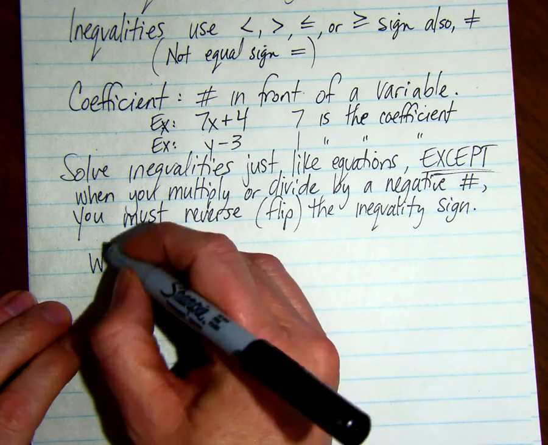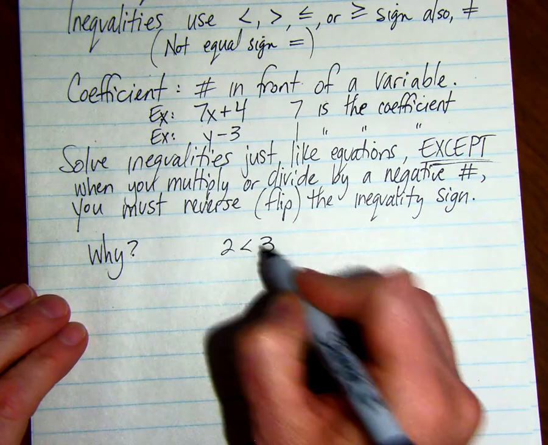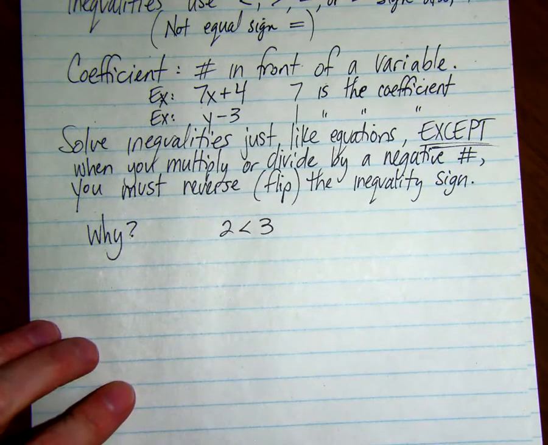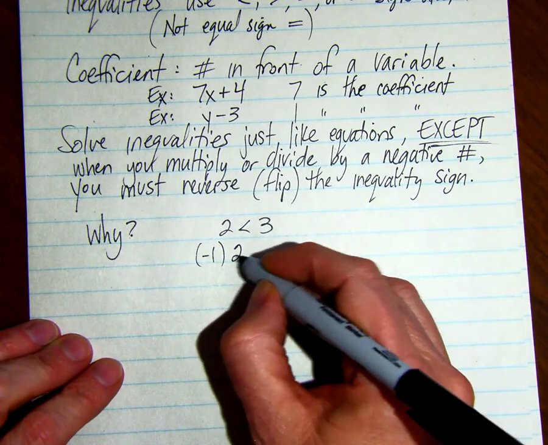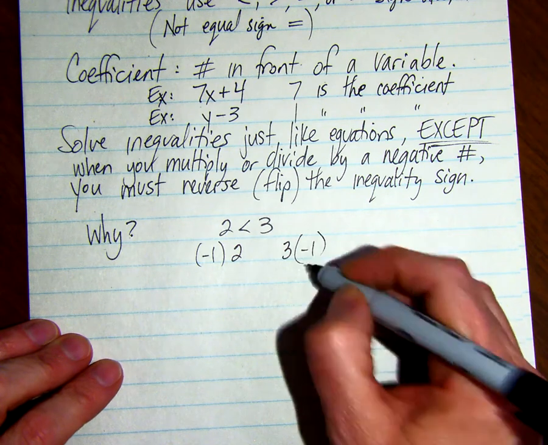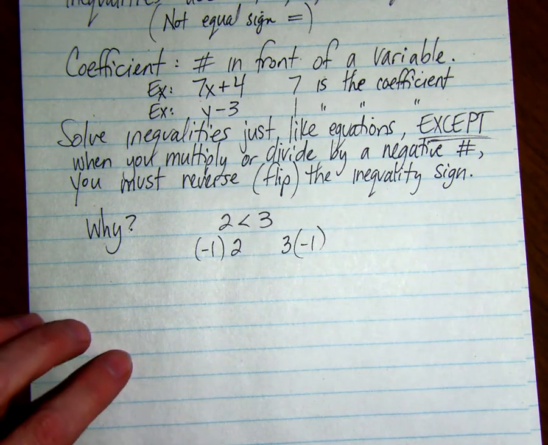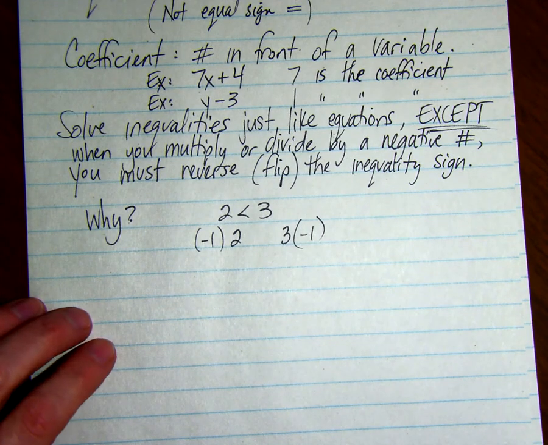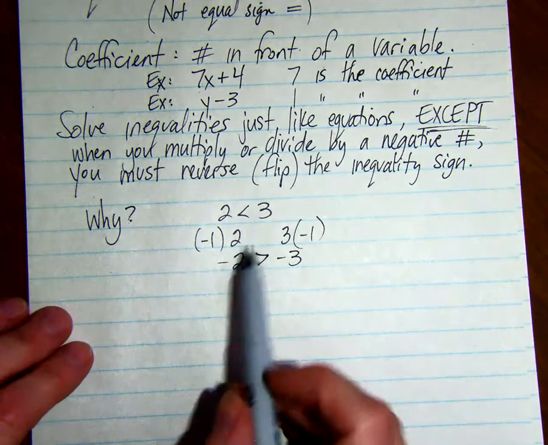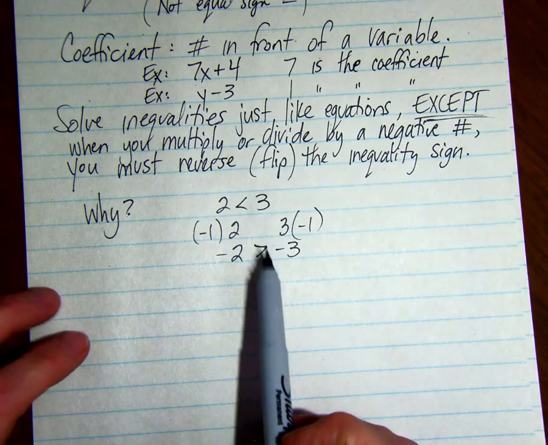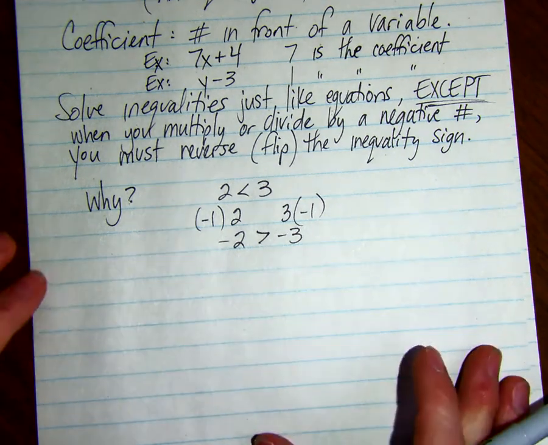So here's kind of a why we have to do it. You all know that 2 is less than 3. What if I were to multiply both of those by negative 1? Is negative 2 still less than negative 3? It's not. Negative 2 is greater than negative 3. So we multiply by a negative. We have to flip the sign to show that we're now in the negatives.